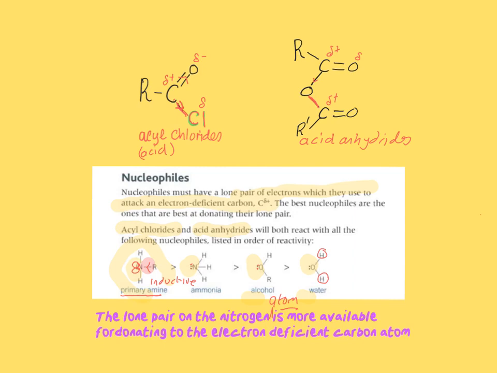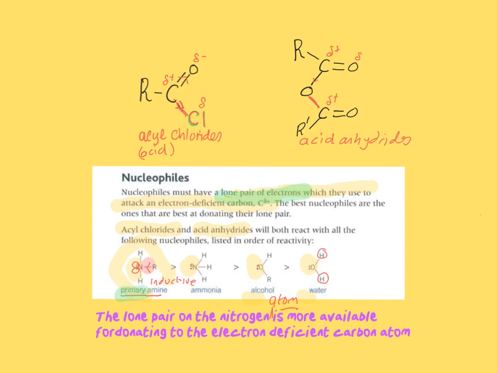So let's revise nucleophiles. We know that nucleophiles must have a lone pair of electrons which they then use to attack an electron deficient carbon atom. So they donate their lone pair, forming a new dative covalent bond. The best nucleophiles for donating their lone pair are in order here.